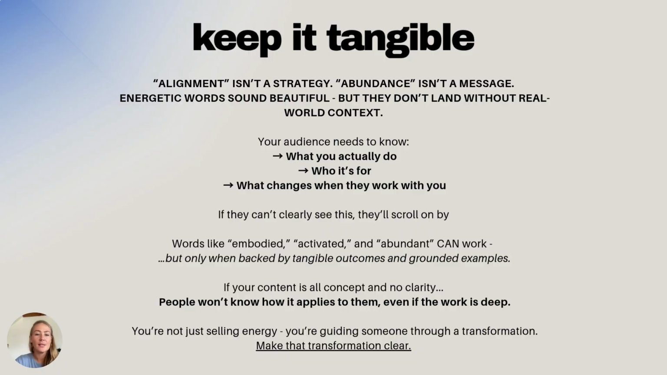Then we're going to move into keeping it tangible, right? This is one of the last pieces because I have been here. I've used the fluff words. I use alignment a lot. You'll see that in my content, but you need to have context behind these words. There's so many words chucked around now. Highest timeline. I'm activating you into your power. Time freedom, location freedom, abundance. Alignment isn't a strategy and abundance isn't a message, right? Energetic words are beautiful, fluffy words are beautiful, but everybody's using them and they don't land without real world context.